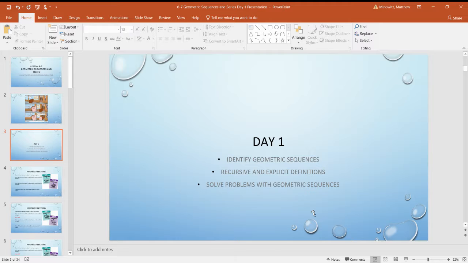So today we're going to deal with, like I said, geometric sequences. We're going to learn about recursive form and explicit form. We're going to use those to create equations and then solve problems with the equations.